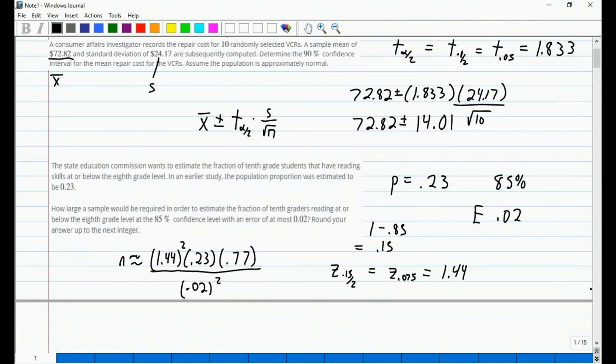All right, and I got 918.0864. So it doesn't matter how small this decimal is, I still have to round it up. So it's going to be 919. That's my answer.